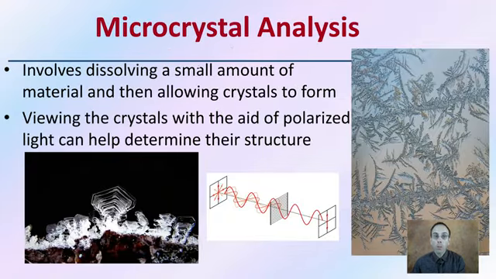They can also lead us to microcrystal analysis, and this involves dissolving a small amount of the material and then allowing crystals to form. Viewing the crystals with the aid of polarized light can help determine their structure, and this can help classify, again, that material and acts as another step in that analysis process.